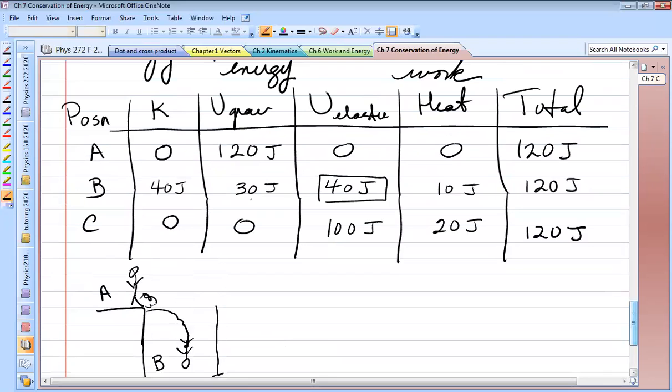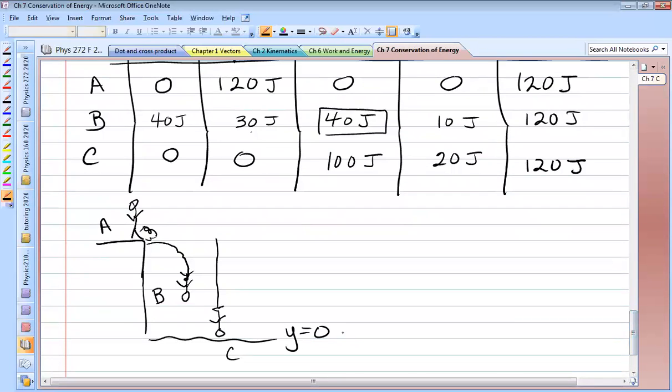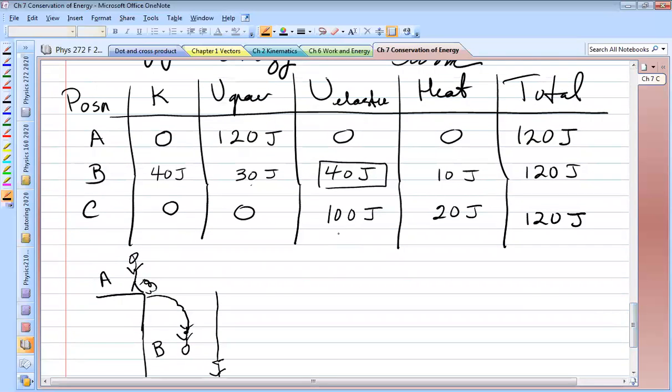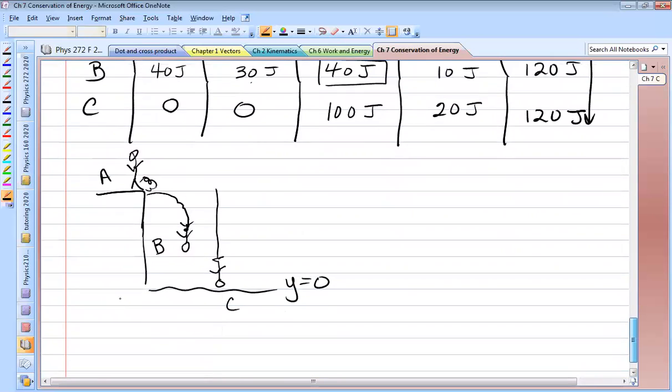So you can make this kind of table for any conservation of energy problem. It's very handy to do that. And if you make y equals 0 at the lowest point in the problem, then all your gravitational potential energies will be positive. Kinetic energy is always positive. Heat's always positive. Elastic potential energy is always positive as well. So all these numbers will be positive, and the total has to be the same for every position. So that's a very handy way of doing conservation of energy problems.